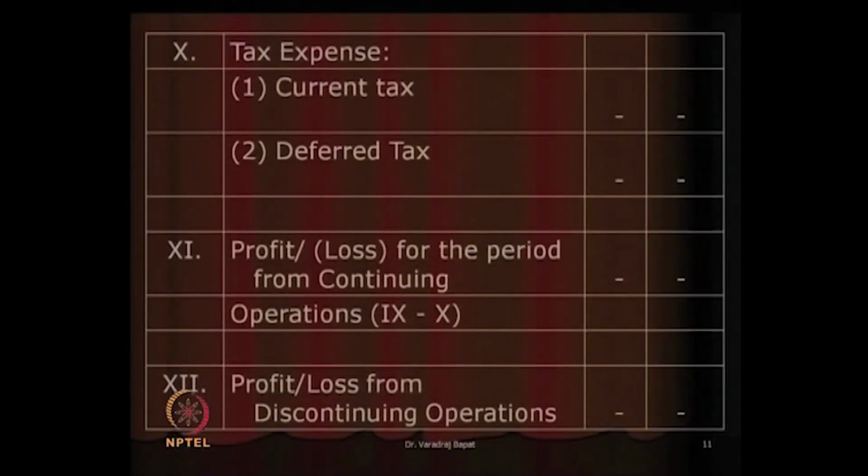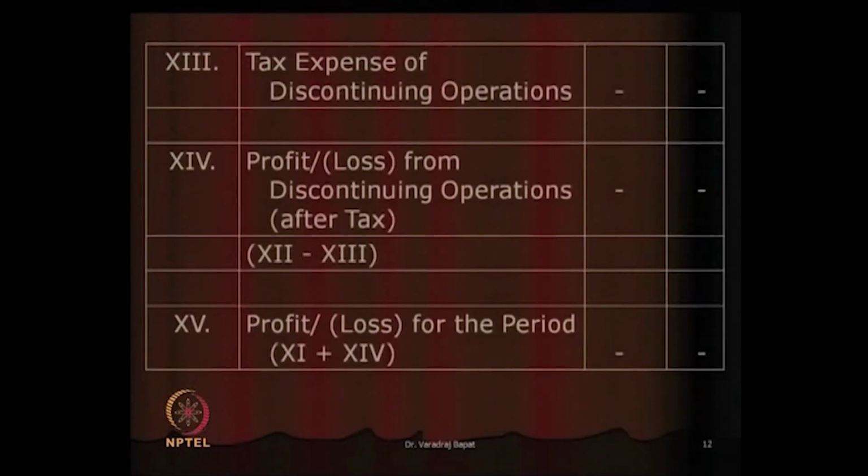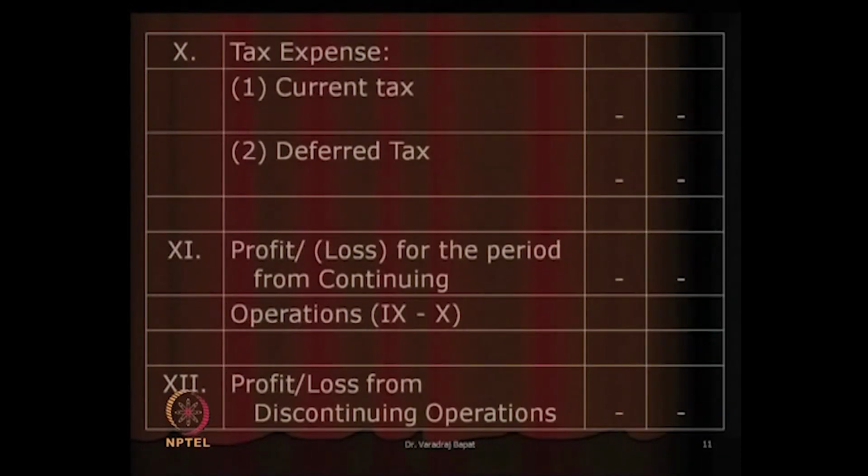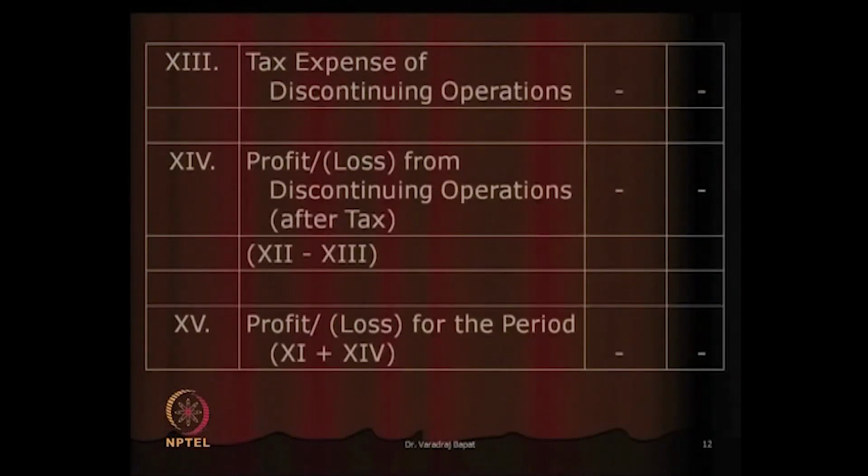Now, if I reduce tax expense, I get profit or loss for the period from continuing operation. Then I will adjust the profit or loss from discontinued operation. I will also adjust the tax expenses of discontinued operation, if any. That gives me profit from discontinued operation, and that is the final profit or loss, which is a total of continued operation plus discontinued operation. So, this was a detailed format.